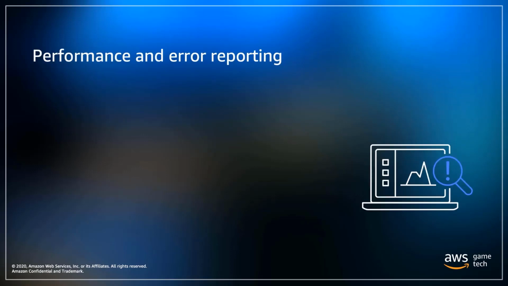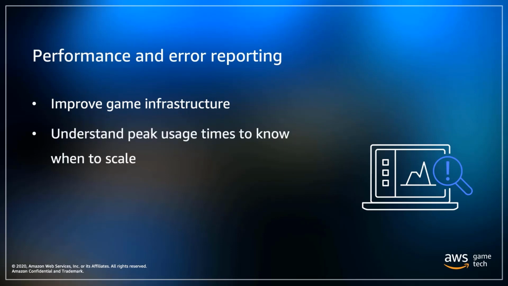The next is performance and error reporting. You can use analytics to monitor performance and error reporting, which can help with improving your game infrastructure by understanding important metrics like CPU and memory utilization. You can know when your peak usage times are and use these metrics to scale your infrastructure accordingly.